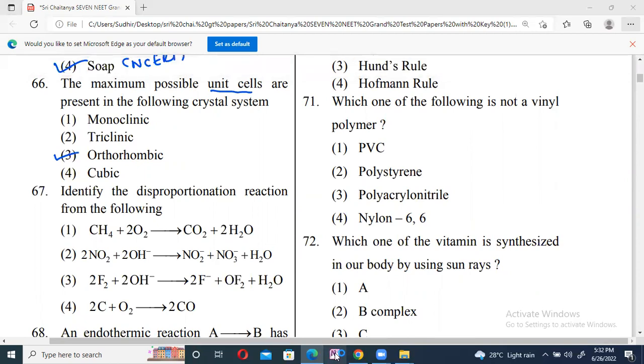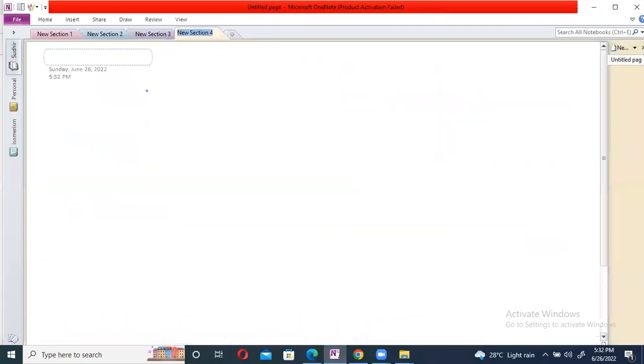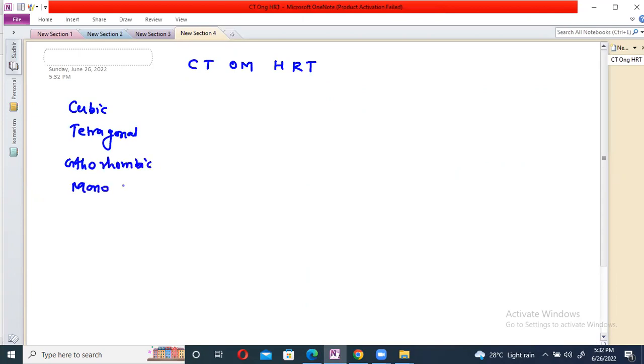Just a minute, I'll show you. See, this is a trick. C T O M H R T. There are 7 crystal systems. C stands for cubic, T is tetragonal, O is orthorhombic, M is monoclinic, H is hexagonal, R is rhombohedral, and T is triclinic.